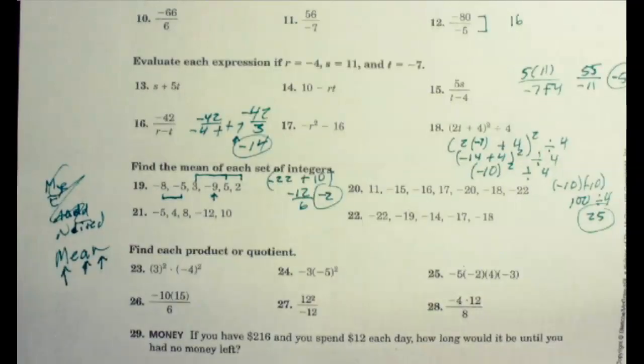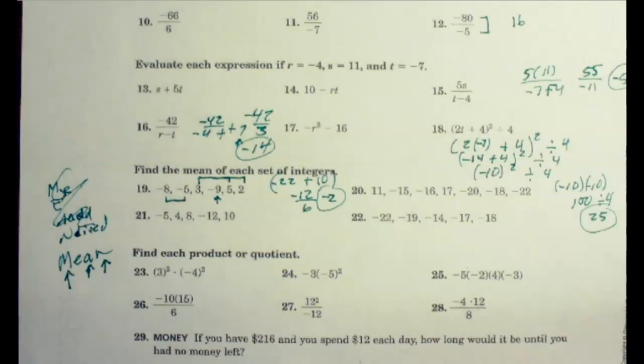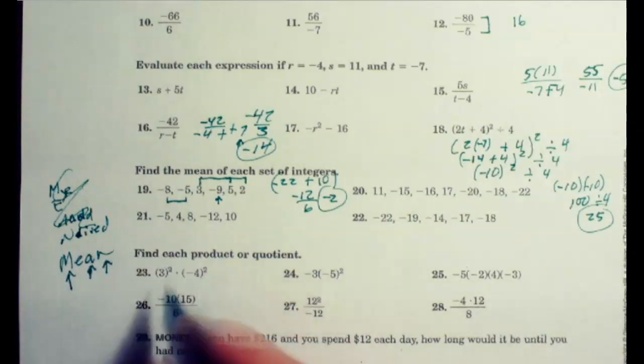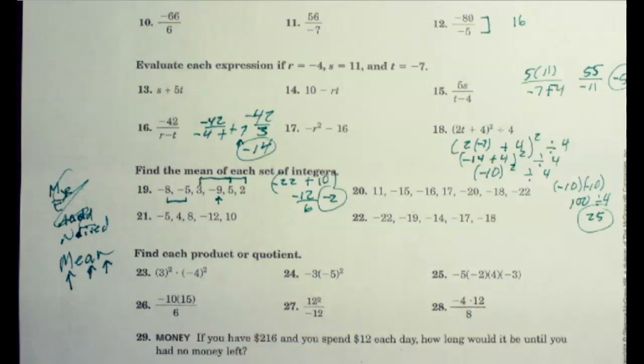Now let's scroll down here. Try a couple of these bad boys down here. Still trying to get over how I screwed up my writing there. All right, so how are we going to do this? Find each product or quotient. And let's do this guy here.